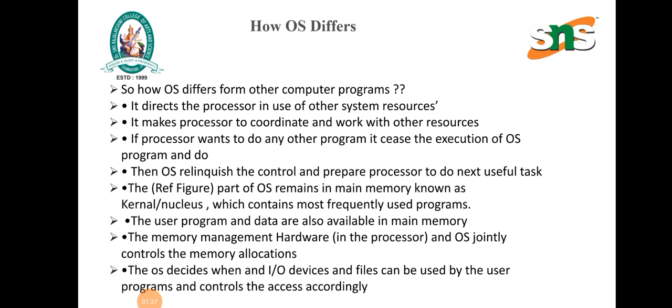How does the OS differ from other computer programs? It directs the processor's use of other system resources. It makes the processor coordinate and work with other resources. If the processor wants to run any other program, it sees the execution of the OS program and does so. The OS relinquishes control and prepares the processor to do the next useful task.